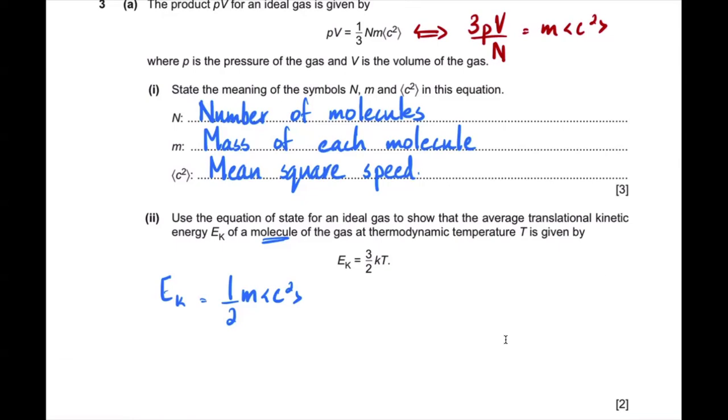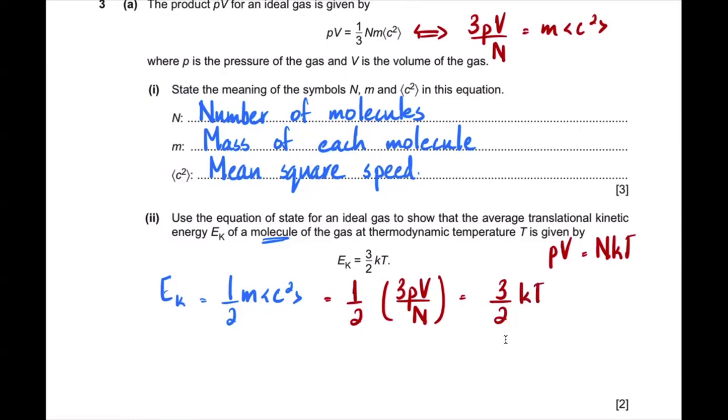So this becomes half into 3pv over n, right? So then you use this equation, pv equals to nkt. So pv over n equals to kt. It must be very, very clear what substitutions you are making. So this becomes 3 by 2 kt, right? So I use the kinetic energy equation. That's the new one. This was already given, and this is the new thing that I used. All right.